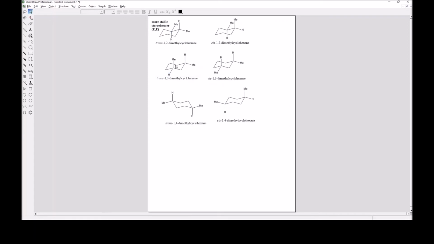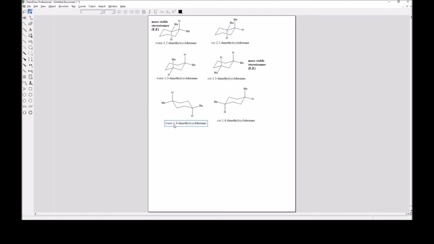For the trans 1,3-dimethyl cyclohexane, this methyl group is axial and that methyl group is equatorial. So it's axial, and if I ring flip it, it's still going to have one of them in the axial and one of them in the equatorial. Cis 1,3-dimethyl cyclohexane puts both methyl groups in the equatorial, so that means that of the two stereoisomers, the cis 1,3-dimethyl cyclohexane is your more stable stereoisomer, and I'm doing horizontal comparisons right here.